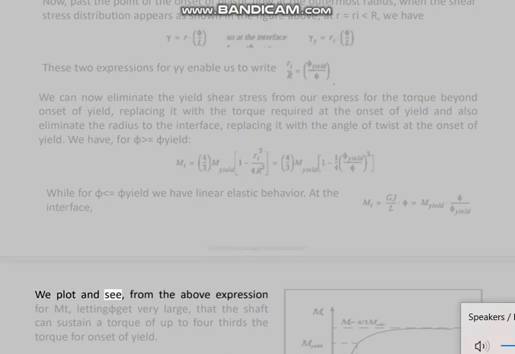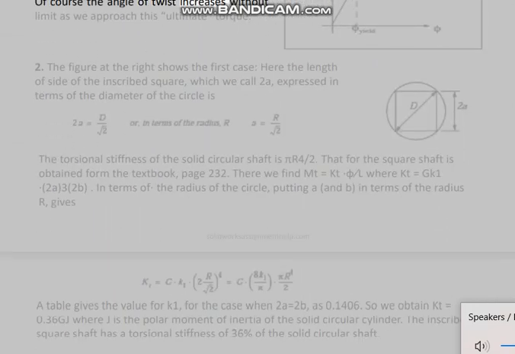We plot, and see from the above expression for T, letting phi become very large, that the shaft can sustain a torque of up to 4/3 the torque for onset of yield. Of course, the angle of twist increases without limit as we approach this ultimate torque.